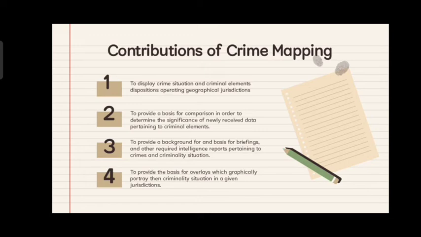So, second, to provide a basis for comparison in order to determine the significance of newly received data pertaining to criminal elements. So, katulad ng sinabi ko, yung criminal elements is the way of how the crime is committed. So, itong number 2, parang siya yung nag-e-explain sa example na may nangyayari in two particular places with the same crime or with the same element of crimes. Halimbawa, ito yung bagong nababalita ngayon sa TV na uso yung pagkidnap or pagkuha sa mga babae. Nangyari to in two different places pero same sila ng way ng pagkuha ng babae, yung isasakay sa sasakyan.